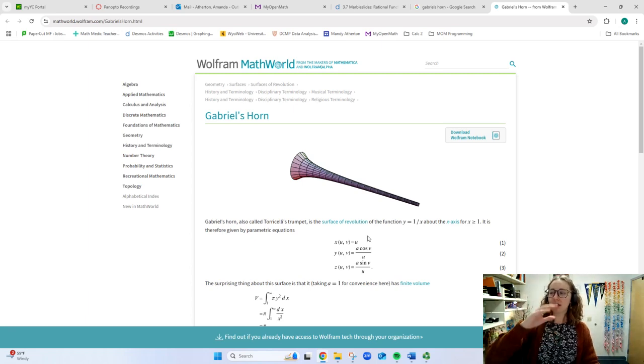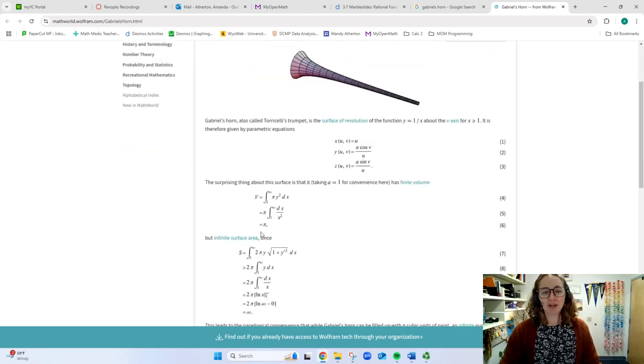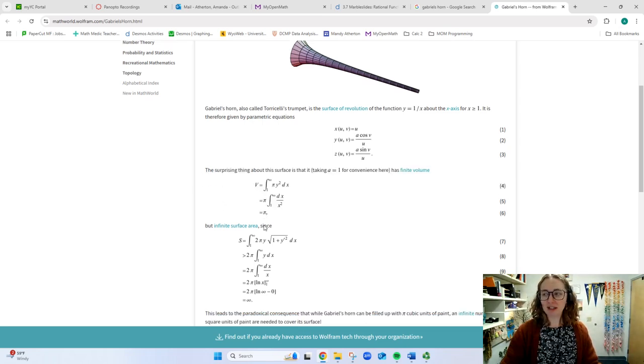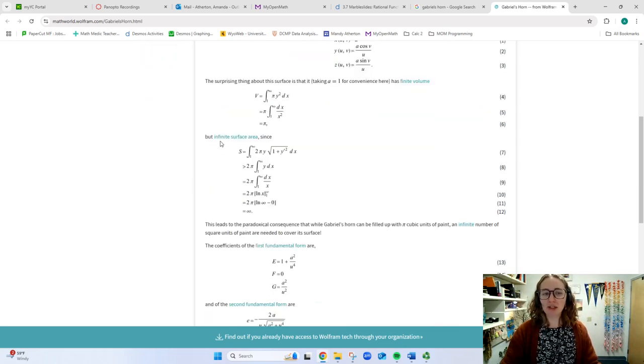across your x-axis, and so it's forever going to the right. And the crazy thing about this is that it has finite volume. So the volume, when you figure it out, is actually pi. But when you try to figure out the surface area, it's actually infinite.